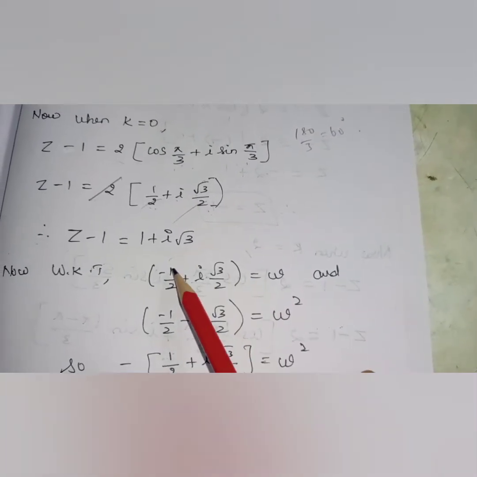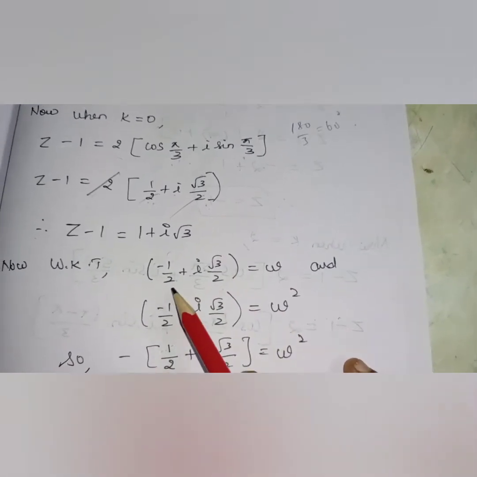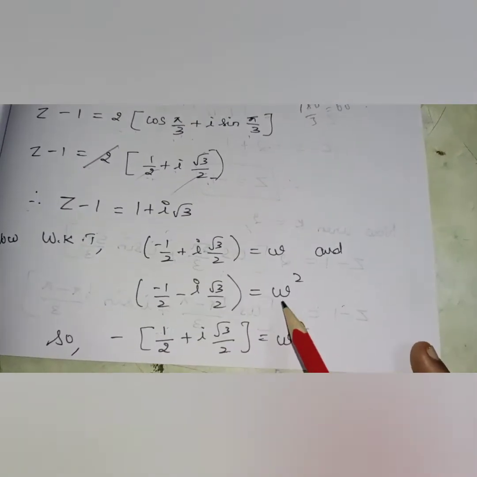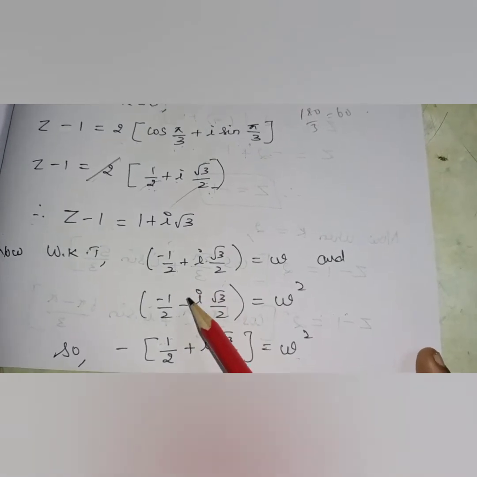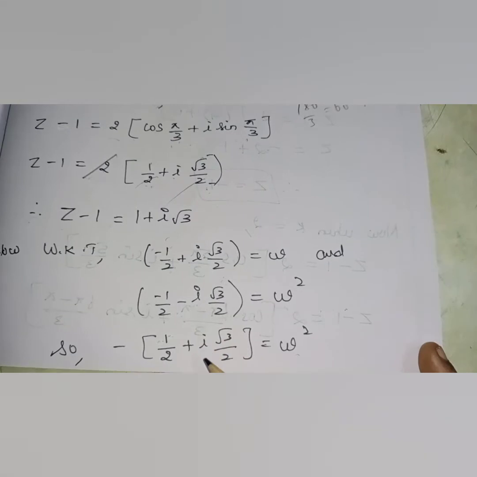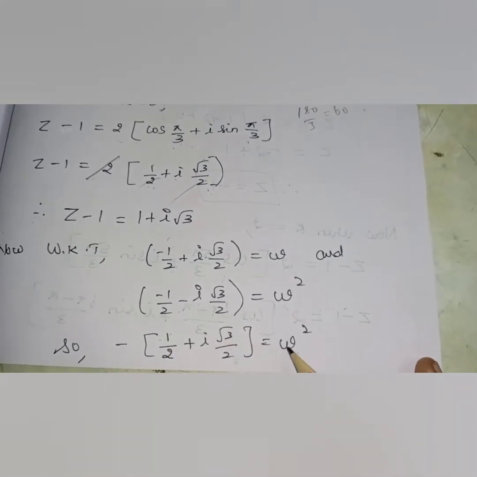Omega turns out to be minus 1 by 2 plus i root 3 by 2, and omega square was minus 1 by 2 minus i root 3 by 2. Now consider this, children. Omega square is equal to minus 1 by 2 minus i root 3 by 2. Shall I take this minus sign outside? So this becomes minus into 1 by 2 plus i root 3 by 2 is equal to omega square.